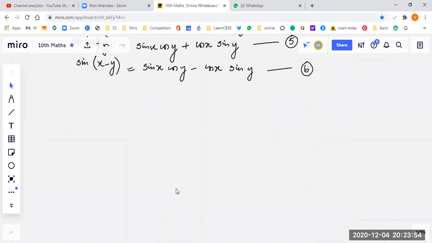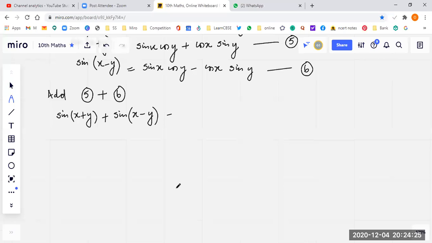Having written all these equations, guys, now you add and subtract 5 and 6. First you add 5 and 6. Can you tell me what will you get? So you will get sine of x plus y plus sine of x minus y is equal to 2 sin x cos y. Let's say this is seventh equation.